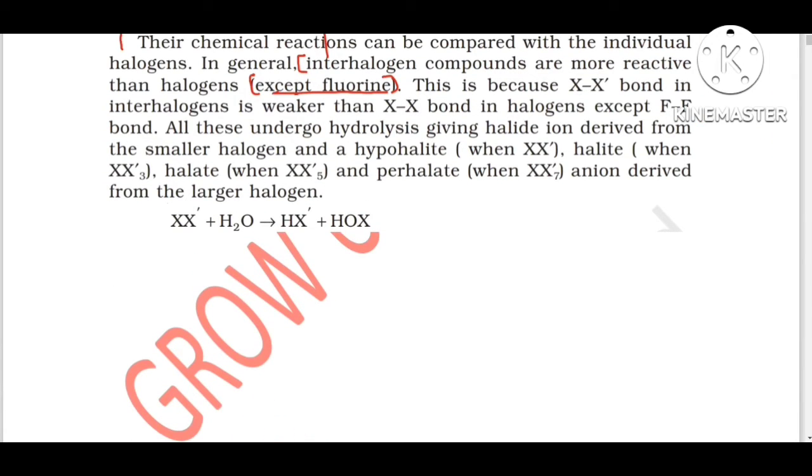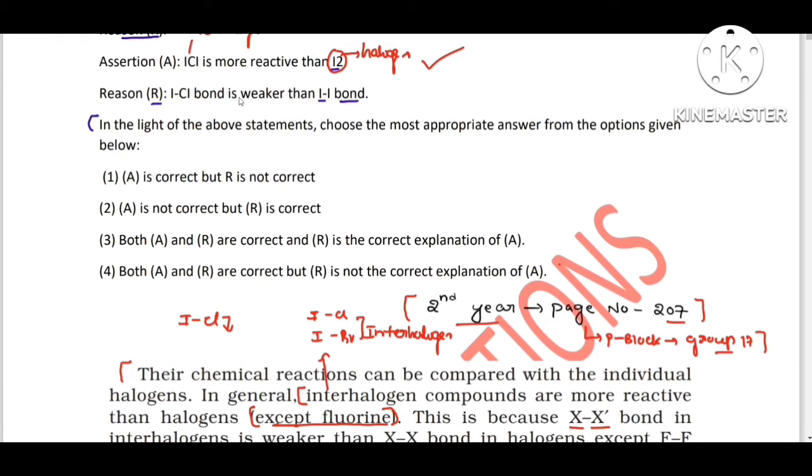This is because the X–X' bond in interhalogen compounds is weaker than the X–X bond in halogens, except the fluorine bond. Here they have given the reason that I–Cl bonds are weaker. Why? Because of the electronegativity difference, these are weaker than I–I bonds, that means halogens. Let us check the reason. These I–Cl bonds are weaker than I–I bonds because the I–Cl bond has a high electronegativity difference. That's why these are weaker than I–I bonds.